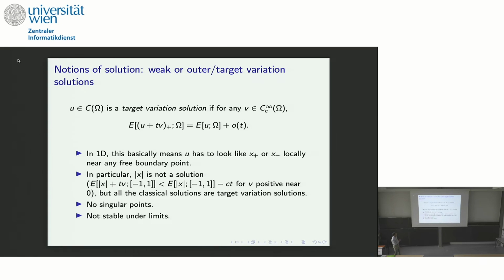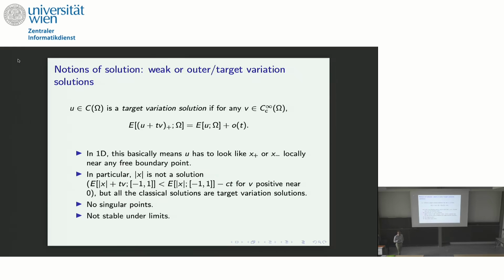The deal with it is that the absolute value of x in 1D is not an outer variation solution in this definition, because you can actually do an outer deformation which decreases the energy linearly in T. But on the other hand, any classical solution is an outer variation solution. So that immediately tells you these are not stable under limits. I can take a limit of these and I get something which is not one of them.